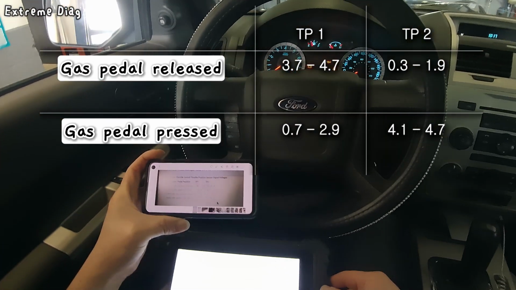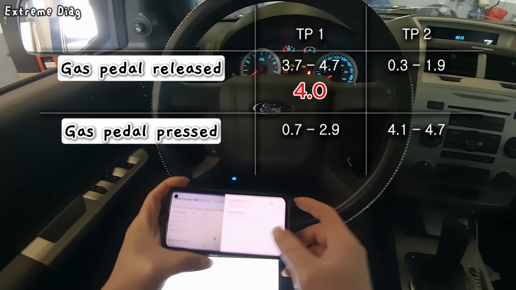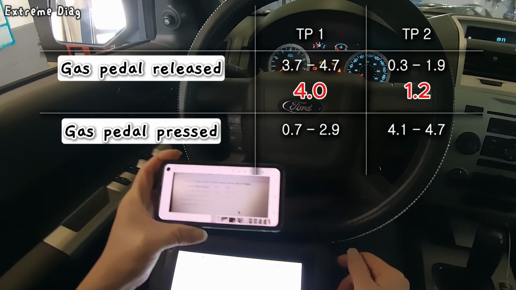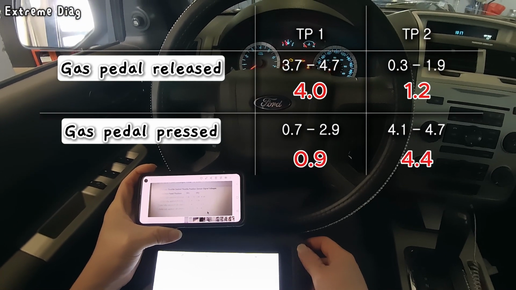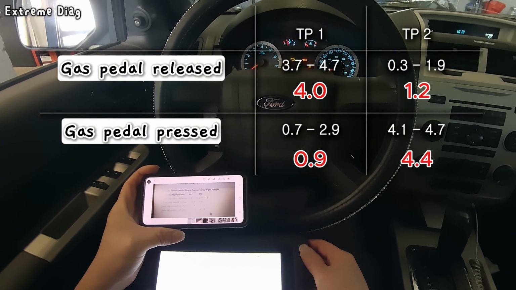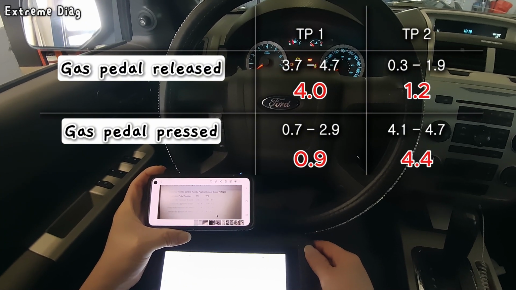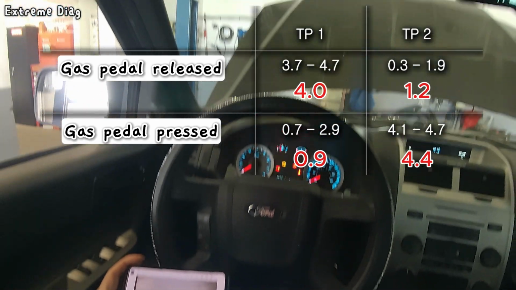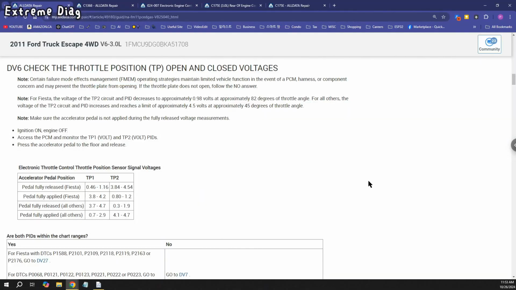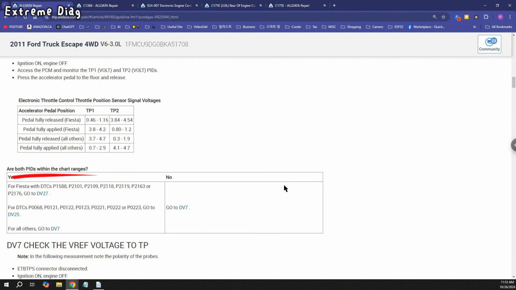With the pedal released, TP1 showed 4.0 volts and TP2 showed 1.2 volts. With the pedal pressed, TP1 showed 0.9 volts and TP2 showed 4.4 volts. Comparing these values to the chart, everything seems normal. The question is whether the data values are within the normal range. The answer is yes, so proceed to DV7.